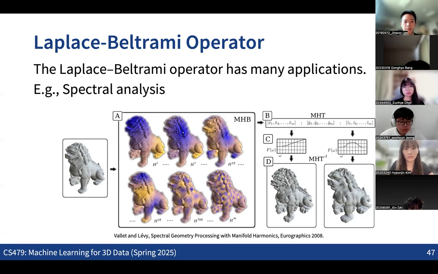Does everyone know about the Fourier transform? Is everyone familiar with the Fourier transform and some of the basic ideas there? Yes or no?